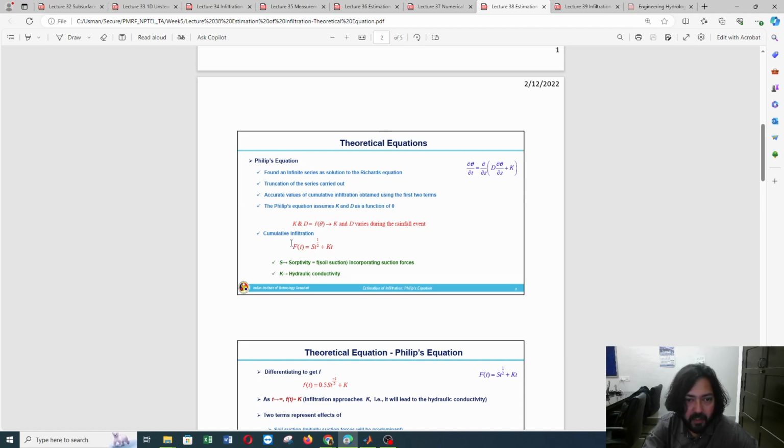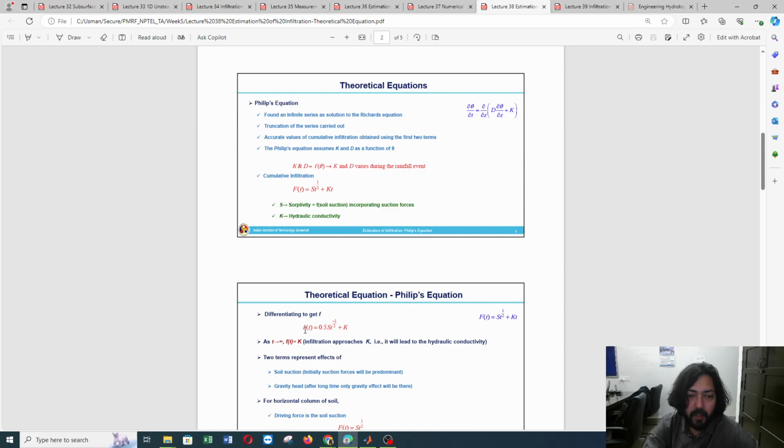So here Phillips has given the equation for cumulative infiltration based on S and K. If you take the derivative of this equation, you will get the infiltration rate equation, which is f(t) = 0.5 S t^(-1/2) + K. Now if we compare this equation with the straight line equation, y = mx + c, the intercept will give us the value of K, and the slope will give us the value of 0.5 S, or S.